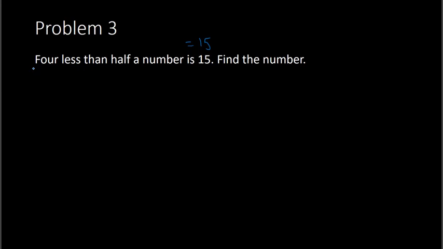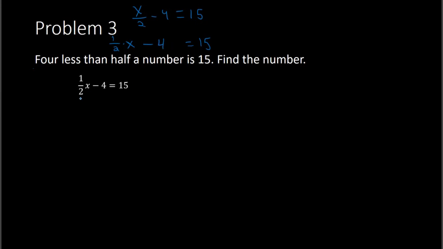So the left side here is the more complicated part. So 4 less than half a number is 15. So half a number would be 1/2 times x. 1/2 times some unknown number. Alright, and then 4 less than that means we take this and subtract 4. So my equation would be 1/2 x minus 4 equals 15. And if I wanted to, instead of 1/2 times x, I could also set this up as x over 2 minus 4 equals 15. So both of those would give you the same result.